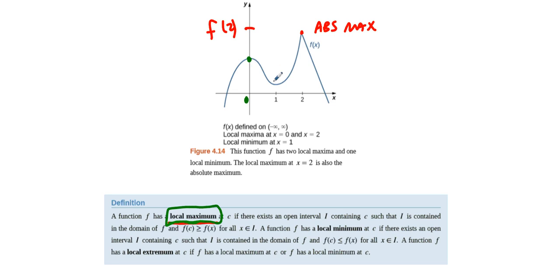Similarly, f of 1 is a local minimum value because f of 1 is the lowest point in an interval that contains 1, in some open interval that contains 1. So an absolute max is also a local max because, well, this is the highest point in this interval. And an absolute min is generally a local min because we can take an open interval and say, yes, that's the lowest point. But not all local extrema are absolute extrema.